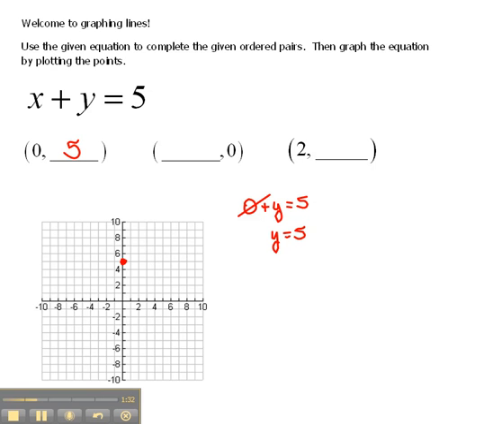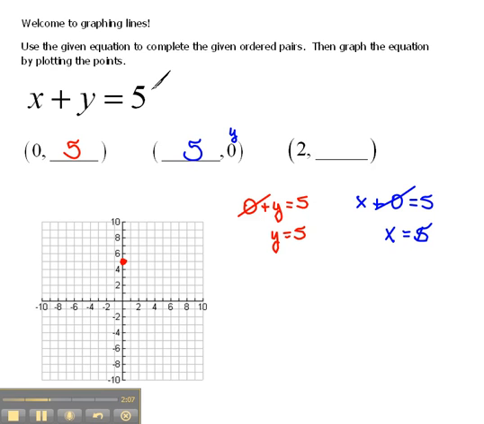Okay, let's plot another one. Let's complete this ordered pair first. This time they haven't given us what x is, but they told us that y is 0. So if I plug that into my equation, x plus, instead of y, we're going to replace that with 0, equals 5. Well, plus 0 doesn't add anything, so that just says x is 5. When y is 0, x must be 5 in order to make this equation true.